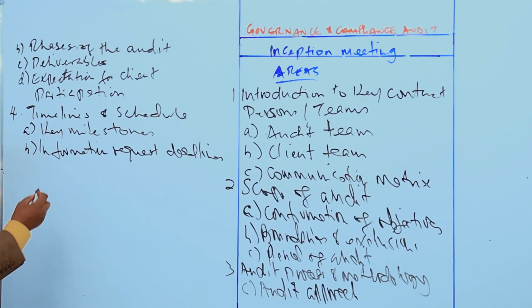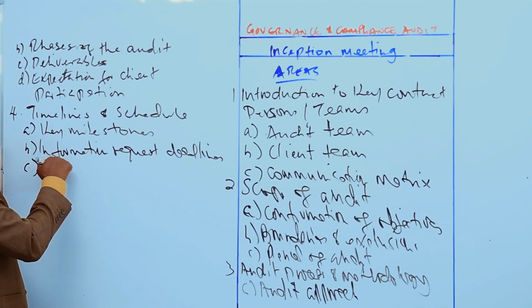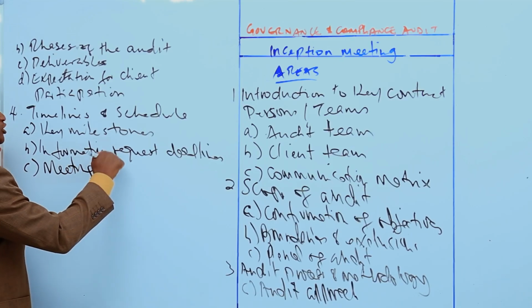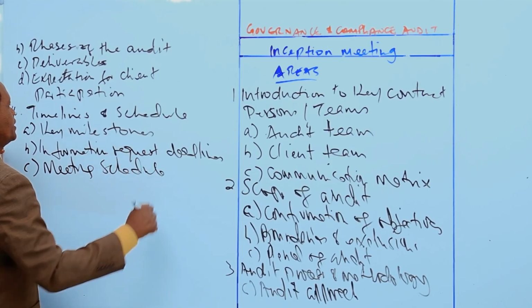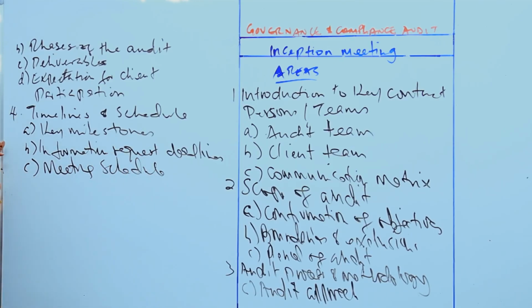Then there is meeting schedule, as part of the 4th point. The two parties should discuss and tentatively schedule recurring meetings. For example, weekly check-ins, progress updates, and so on. So that's the 4th key area, timelines and schedule.